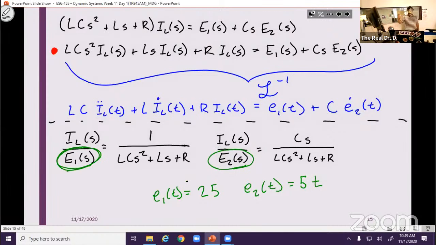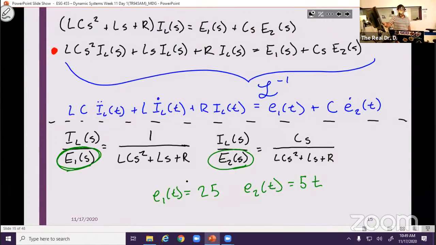Even if I was told this, I would leave it as capital E1 of S and capital E2 of S. The reason is that the transfer function doesn't care what your input is. It will work for any input, right? So it doesn't care. Leave it general. When we need to take the Laplace transform of this is when we're looking for the system response.